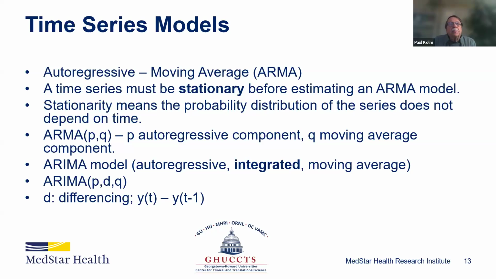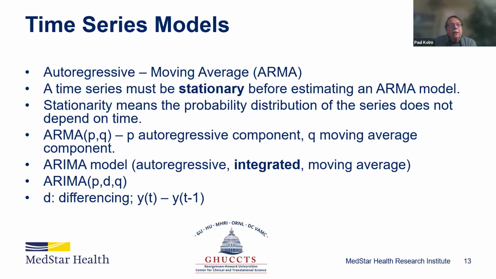Point to remember is that a time series must be stationary before estimating an ARMA model. What that means is that the probability distribution of the series does not depend on time, which of course, in just looking at the time series, is not going to be the case. So if we have an ARMA model, we designate that with the letters P and Q, where P represents the autoregressive component and Q the moving average component. And so then we will solve for values for P and Q.